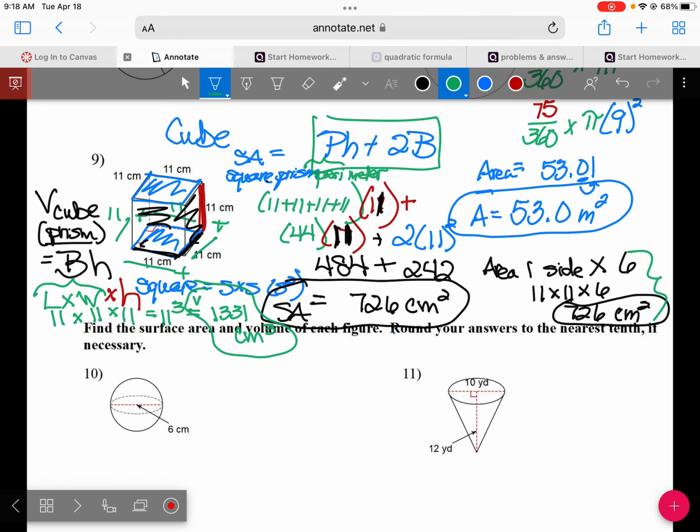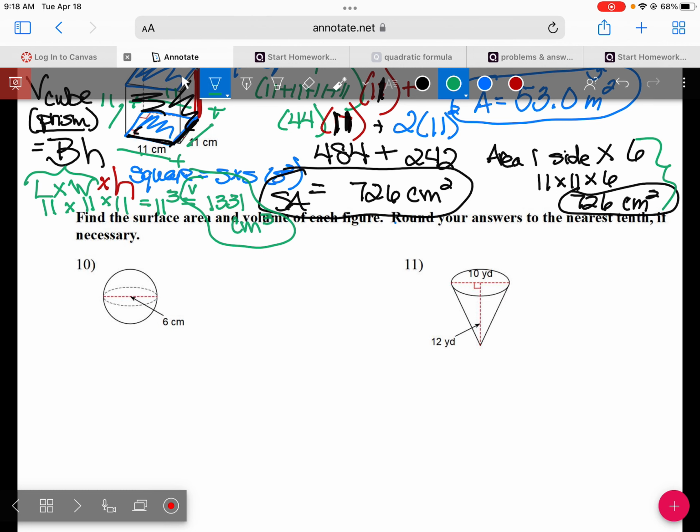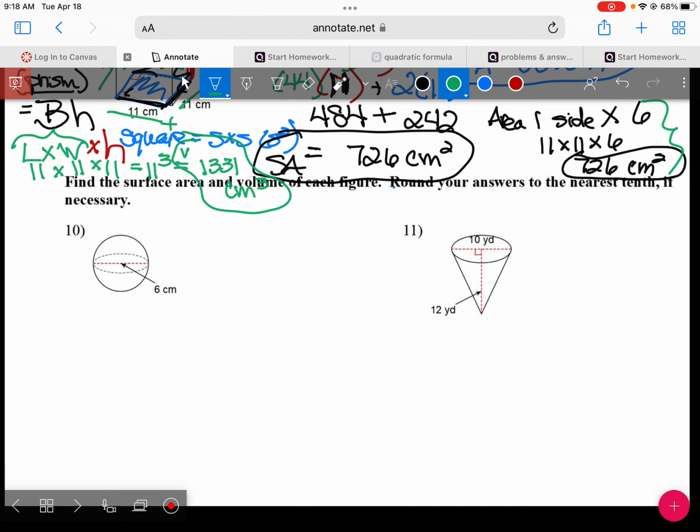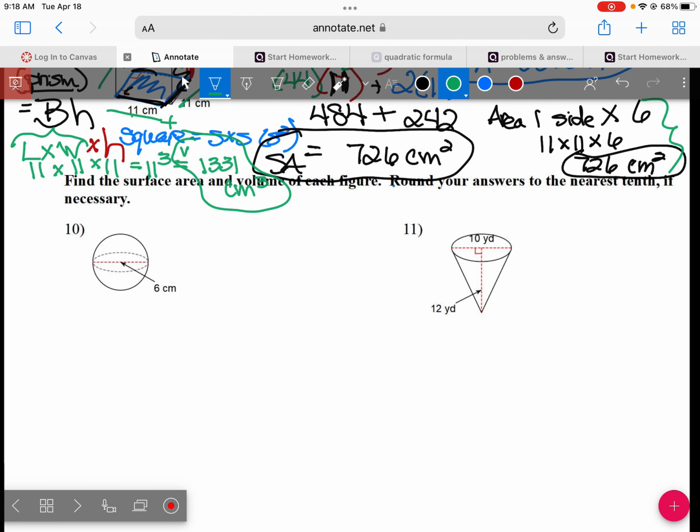All right, let's go to number 10. What do we call this figure, number 10? A sphere, yes. And we need to find surface area and the volume. So the surface area of a sphere is 4 pi r squared.